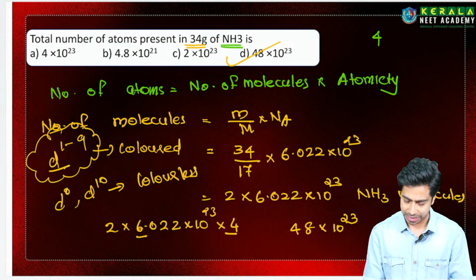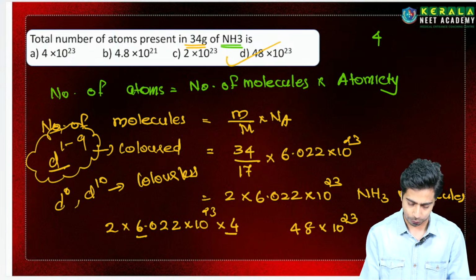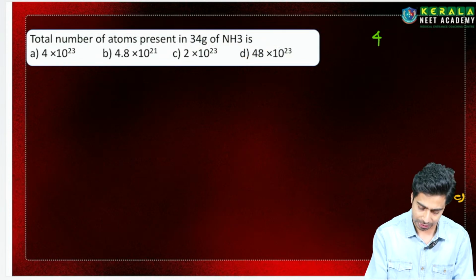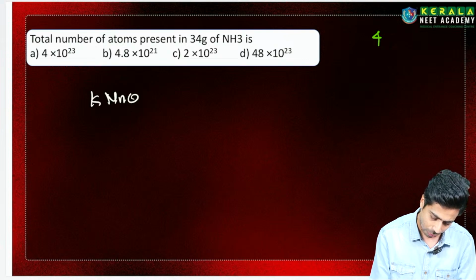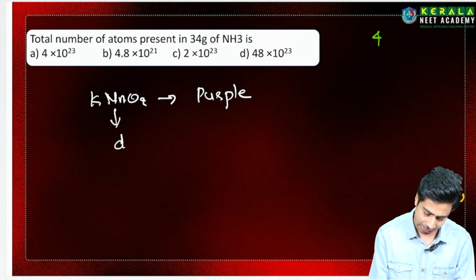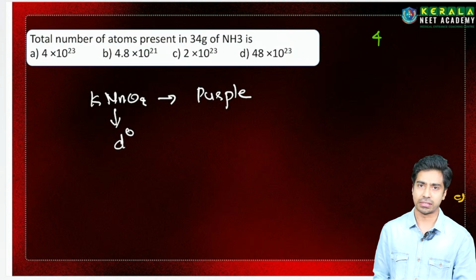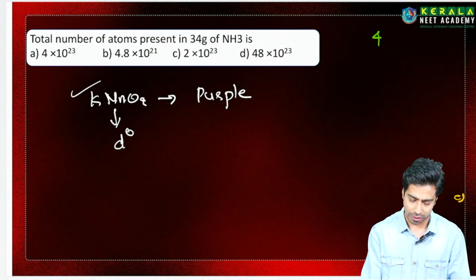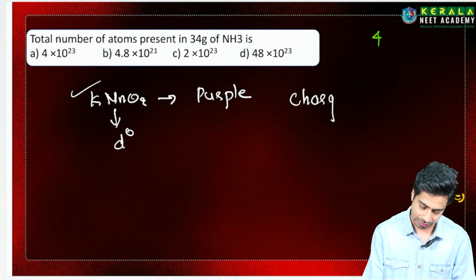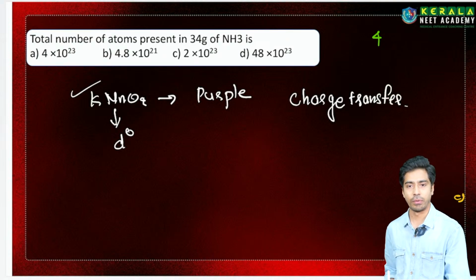Now there is an exception also. If you take KMnO4, sometimes d0 will also be colored. You know the color of KMnO4, it is purple. Here the configuration of manganese is d0. Even though it is d0, because we expect d0 and d10 to be colorless, here the d0 configuration of KMnO4 is also colored. The reason is that it is called the charge transfer mechanism. Charge transfer mechanism.